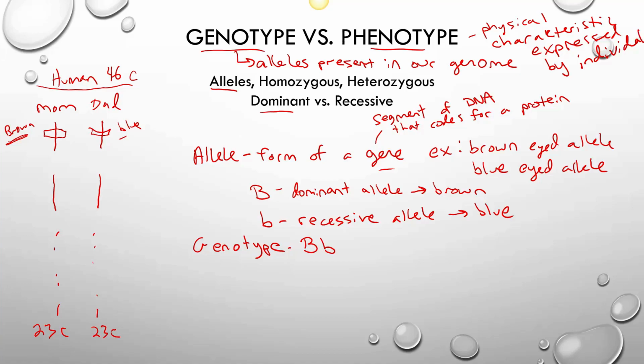So in this case, your phenotype would be brown eyes. Well, why would it be brown eyes? Because anytime you have even one dominant trait, one dominant allele present in your genotype, you will express the dominant phenotype. So your phenotype would be brown eyes.